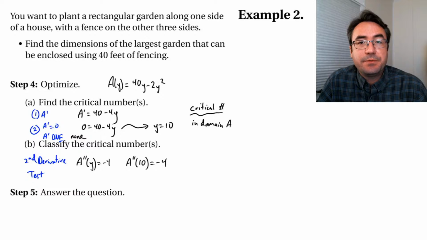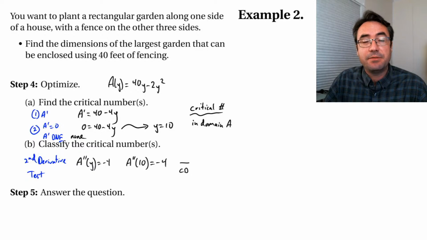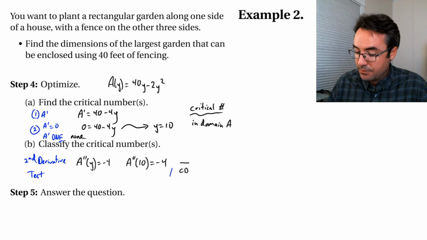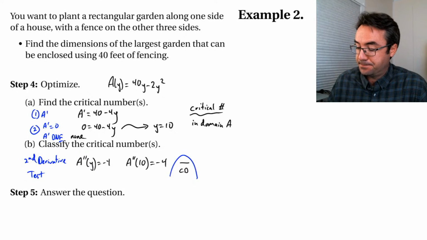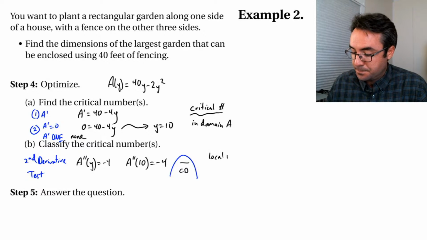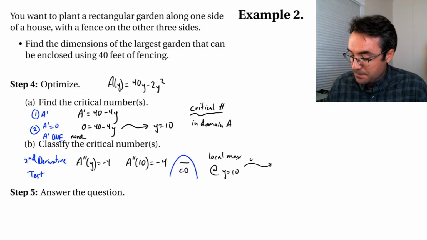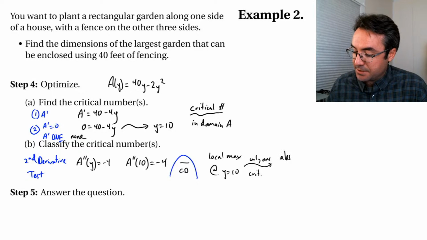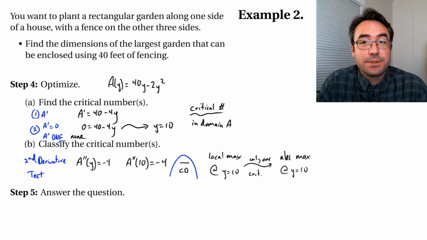And to see what our second derivative test says, well, our second derivative is negative, which means concave down. Drawing the concave down shape, we see that our second derivative test says we have a local max at y equals 10. Now, we only found one critical number, so it's a little bit more than that. It's the absolute max. So we found an absolute max value at y equals 10.